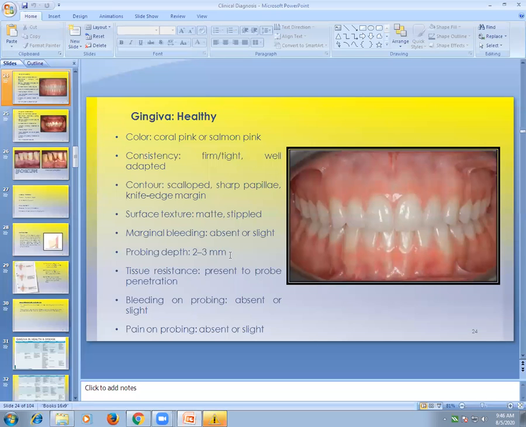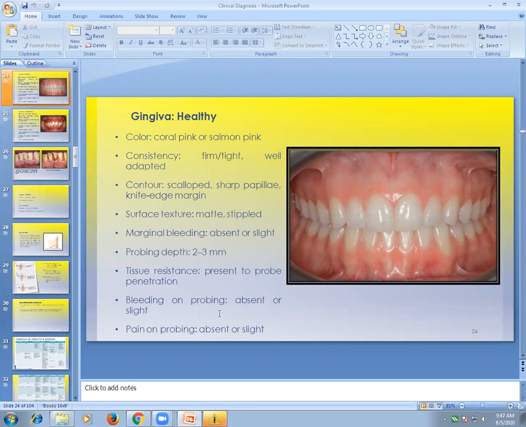Then bleeding, you can see and write about that. Then probing depth and bleeding on probing, we will see in the next part. So what does tissue resistance mean? It is actually related to the consistency of the gingiva. When you probe or press that particular area of gingival tissue, whether it is pitting or non-pitting type of edema, you have to mention that. That is tissue resistance. Probing depth I'll discuss separately.